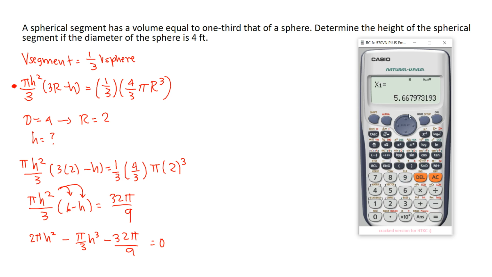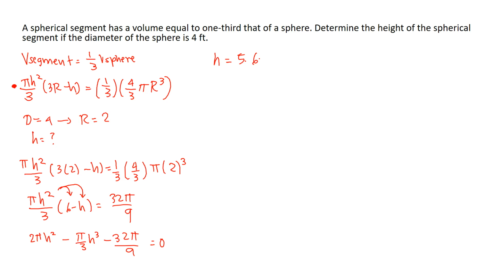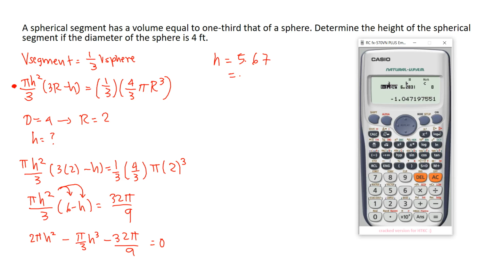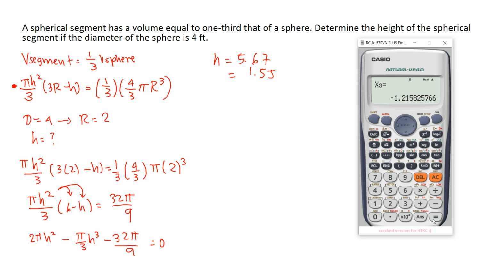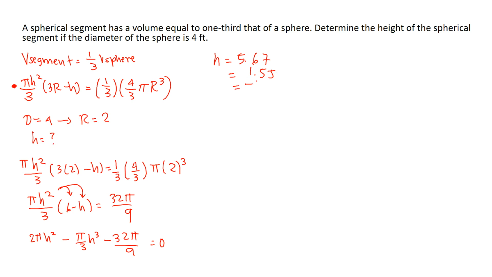Nakay tulo ka answers ani ha, kay naka-cube lagi. Nakay tulo ka roots: 5.67, 1.55, and negative 1.22. So, kani obviously, wala na ilabot ang negative value. Wala man kay negative na height. Tama? So, imo i-consider lang dire is kaning 5.67 o kanang 1.55 na mga height.